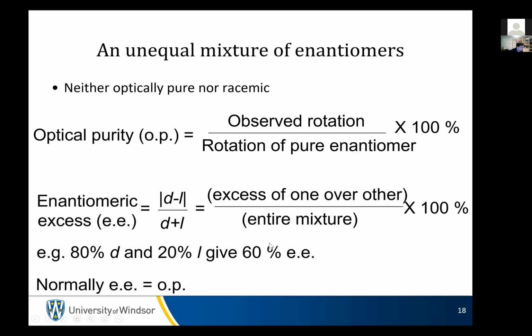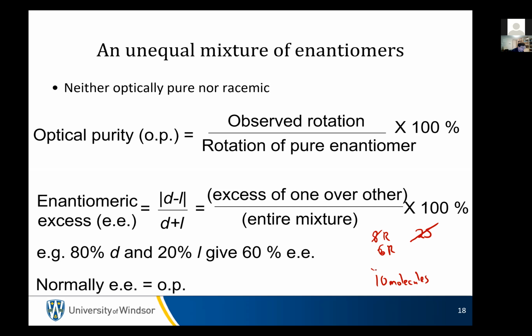So what do I mean by that? If I had 8 molecules of R and 2 molecules of S, I have 10 total molecules. Basically what's happening here is 2 molecules of R cancel out 2 molecules of S. So 2 molecules of R pull to the left, 2 molecules of S pull to the right, they cancel each other out. Now I've got 6 molecules of R pulling to the left.